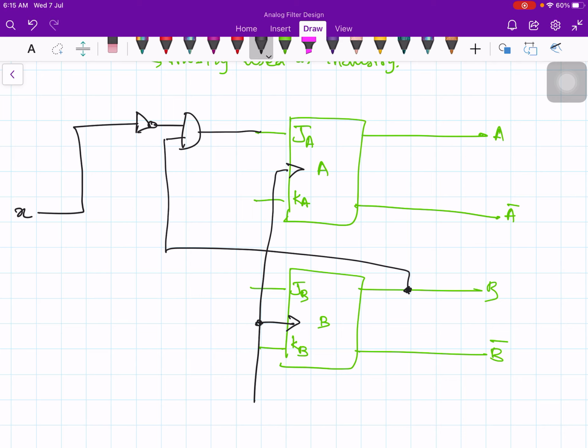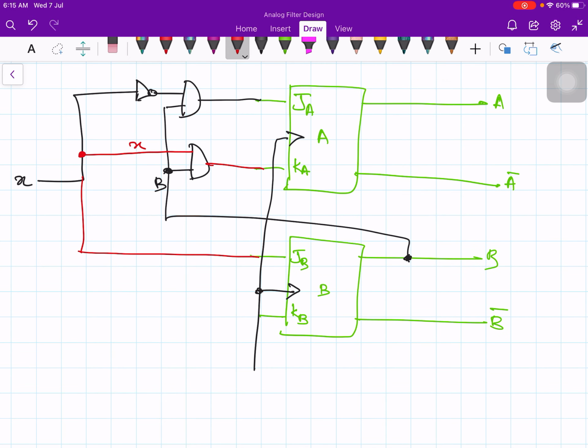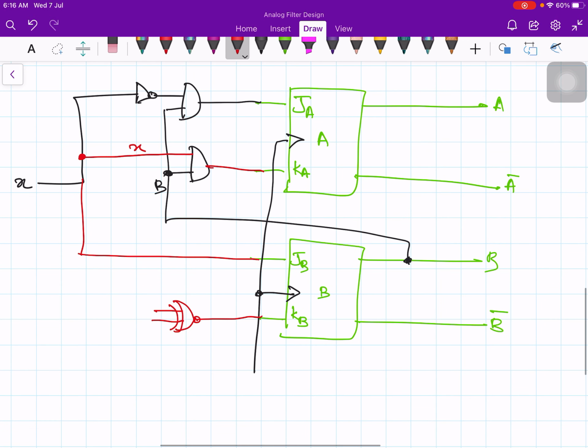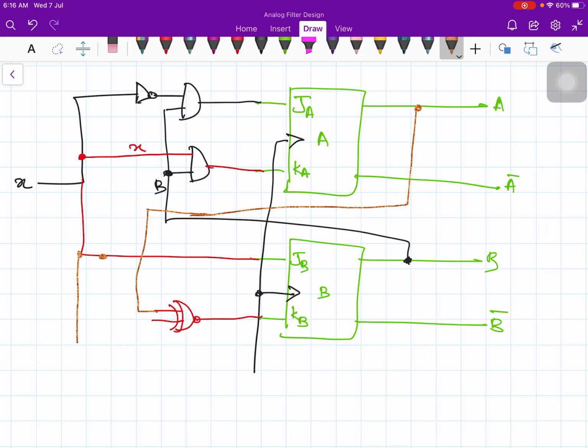What is KA? KA is B X. So put another AND gate with inputs B and X. What is JB? JB is simply X. Finished. What is KB? KB is an XNOR operation. So I put an XNOR gate, and the inputs are A and X. So I bring my A from here, and take X from here. That's it. And this is the clock.